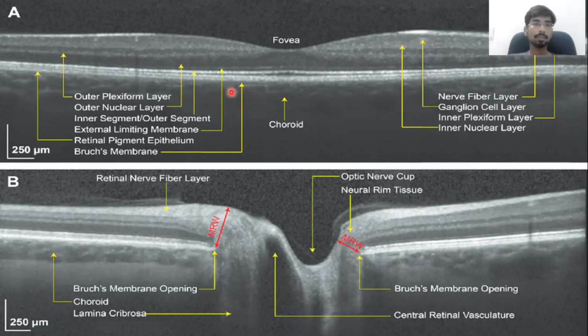So here, this is the retinal pigment epithelium. This is the outer nuclear, followed by outer plexiform. So here, this is the disc, optic nerve cup, and neuroretinal ring. Except for the nerve fiber layer, all the retinal layers are absent in the optic disc.